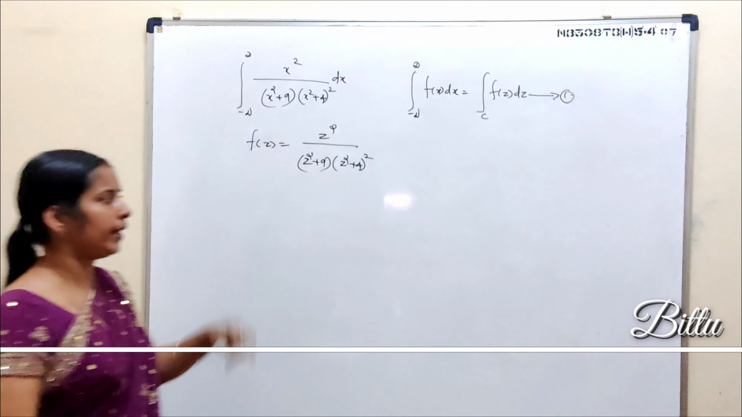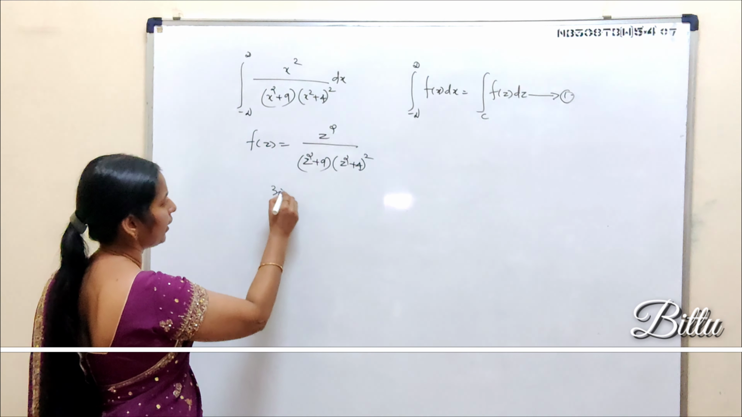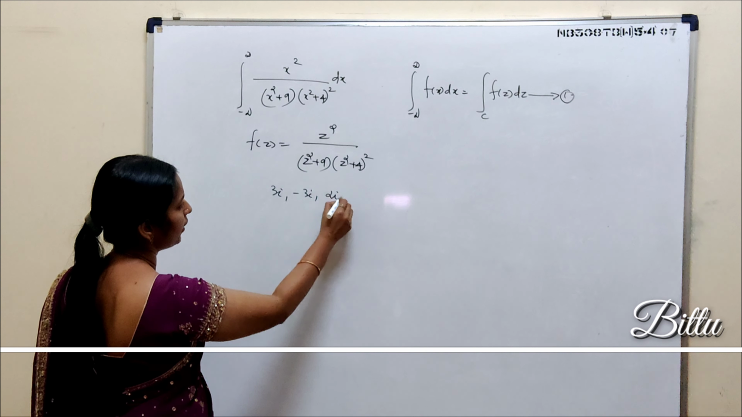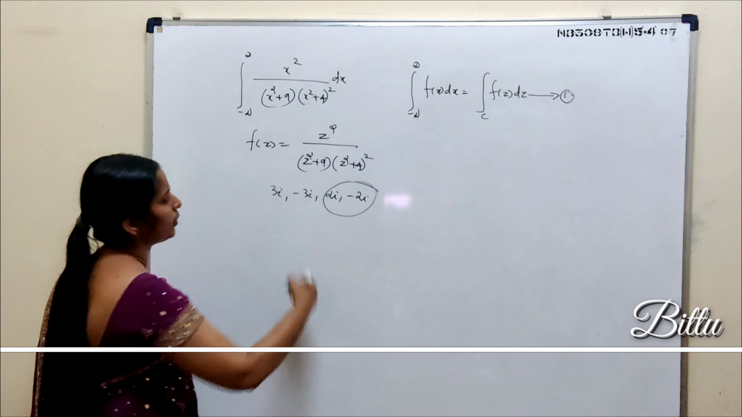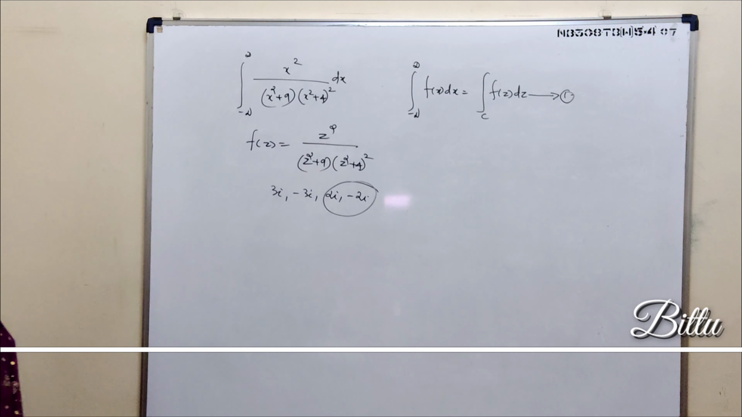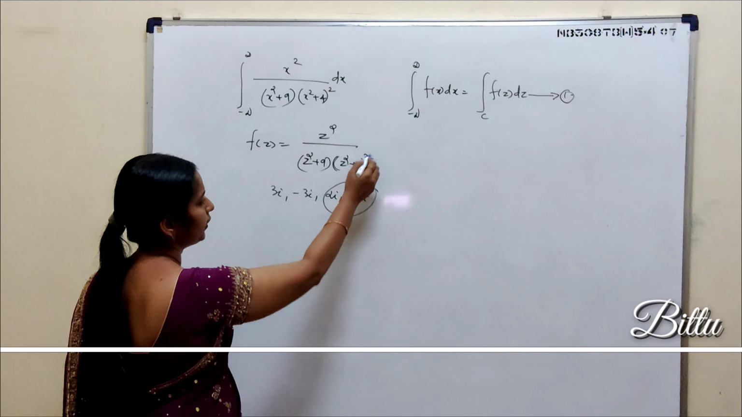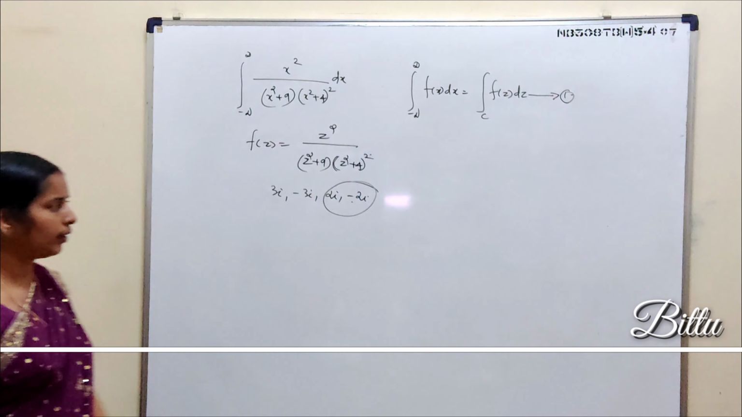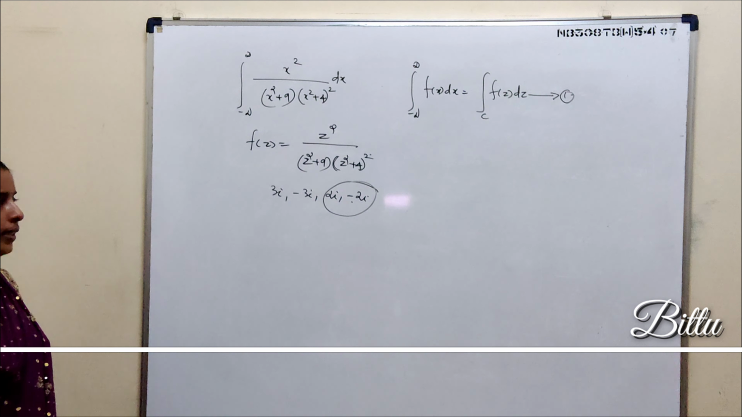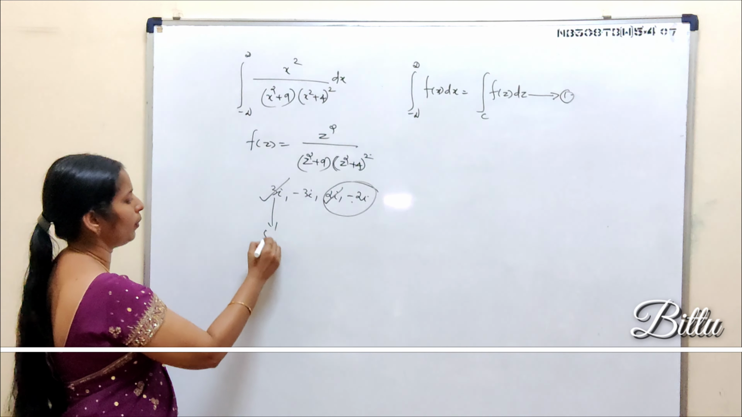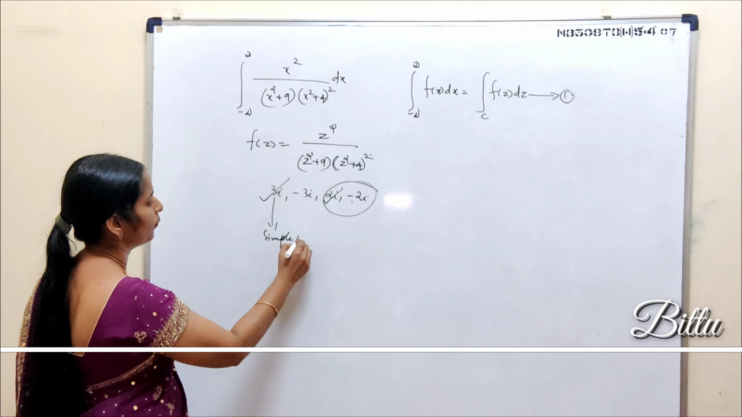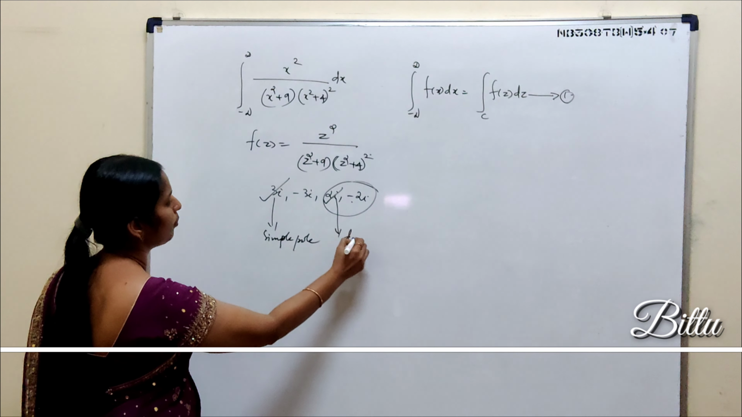You have to notice its singularities. Clearly, its singularities are 3i, minus 3i and 2i, minus 2i. Here, the whole square, see, they are poles of order 2. Among these poles, 3i and 2i are within C. See, 3i is a single pole, but 2i is a double pole.